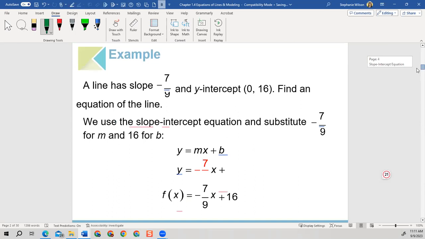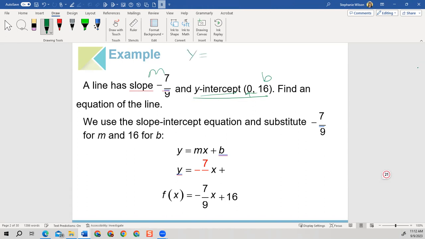So in this first example, we have a line with a slope of -7/9, and it gave us the y-intercept. So it made it really simpler and less work for us. We're just going to write it in slope-intercept form, and we're going to write it in function slope-intercept form. So we know this is m, and we know this is b, because whenever it crosses the y-axis, x is 0. And once we know all of this, we can write it in the format.